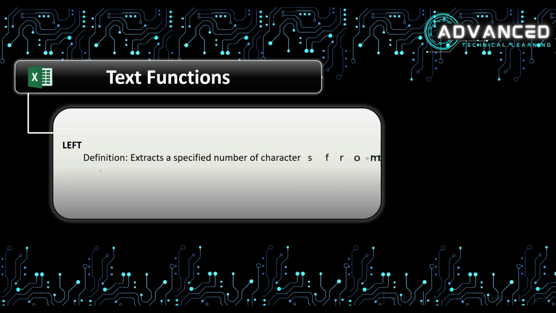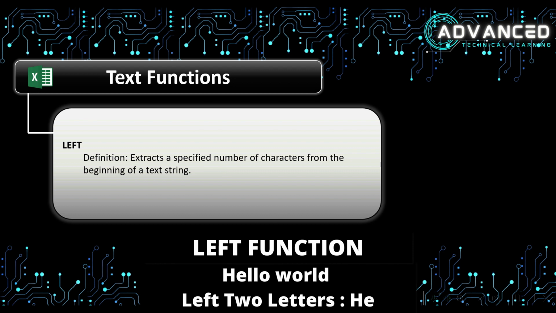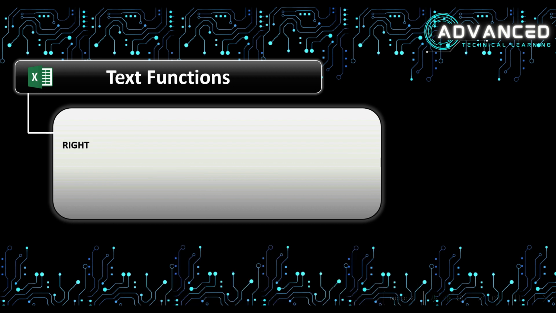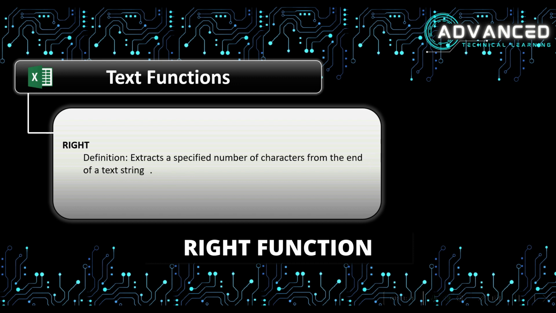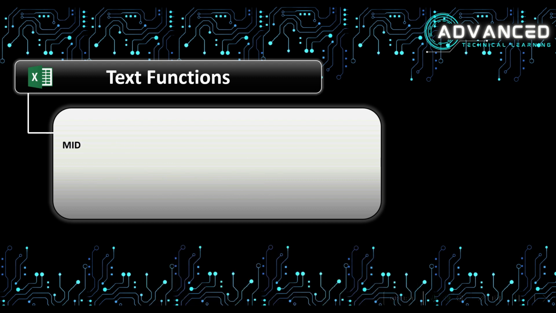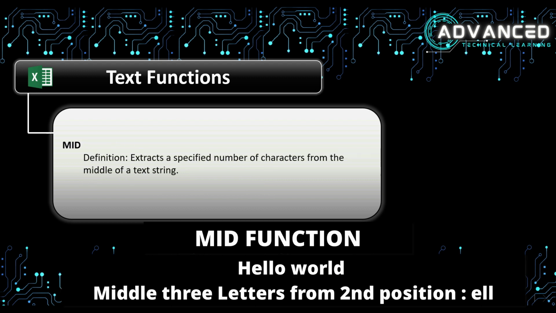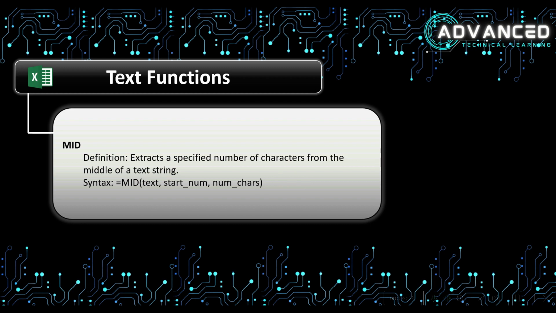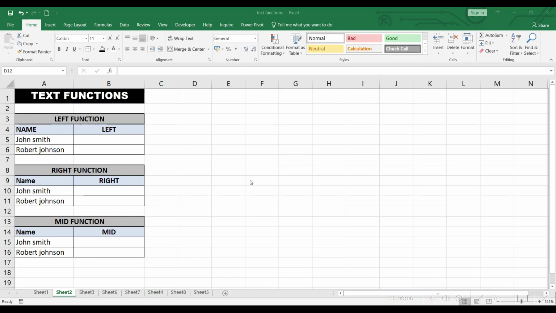Left. The left function is used to extract the specific number of characters from the beginning of the text string. So here is the syntax for the left function. Right function. Right function is used to extract specified number of characters from the end of the text string. Here is the syntax for the right function. Mid function. Mid function is used to extract specified number of characters from the middle of the text string. Here is the syntax for the mid function. So let's see how to perform these functions in Excel workbook.